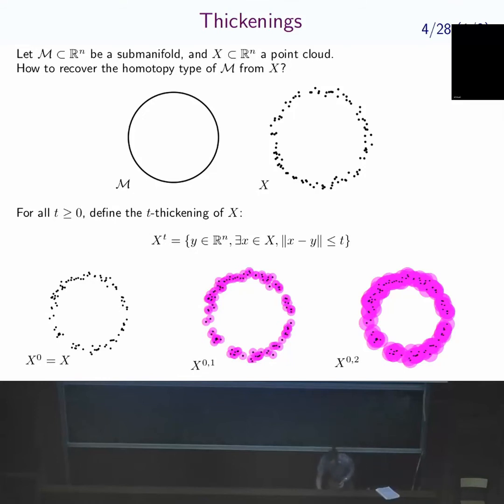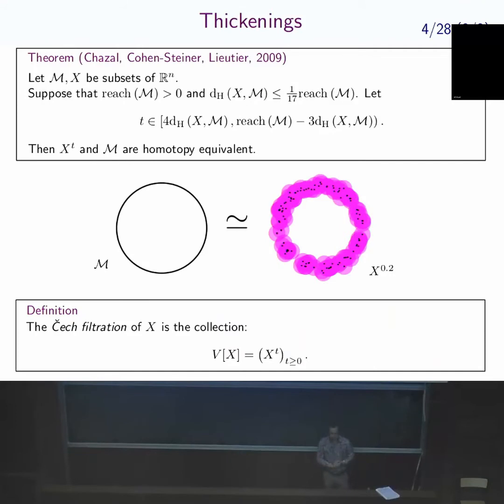We have a theorem about that. Under some geometric assumptions on M and X, there exists a whole interval where one can select values of t such that the t-thickening of X has the homotopy type of M. So this is nice, but in practice, we won't be able to access this interval, and we won't know these values of t. So we will consider them all, and the collection of all the thickenings is called the Čech filtration.